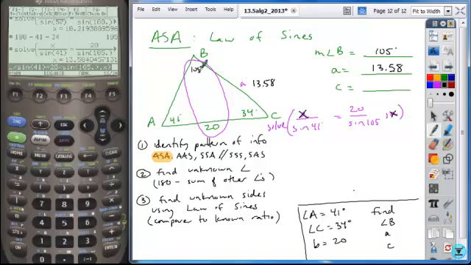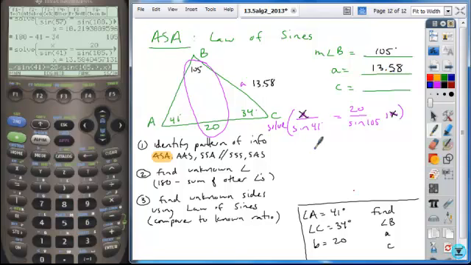41 is less than 105, so should the side A be less than 20? Yeah. Okay, so let's make a prediction on C. Where should C fall? Should it be between 13.58 and 20? Should it be less than that? Or should it be greater than 20? It's opposite the smallest angle, so it should be the smallest side, so it should be less than 13.58.